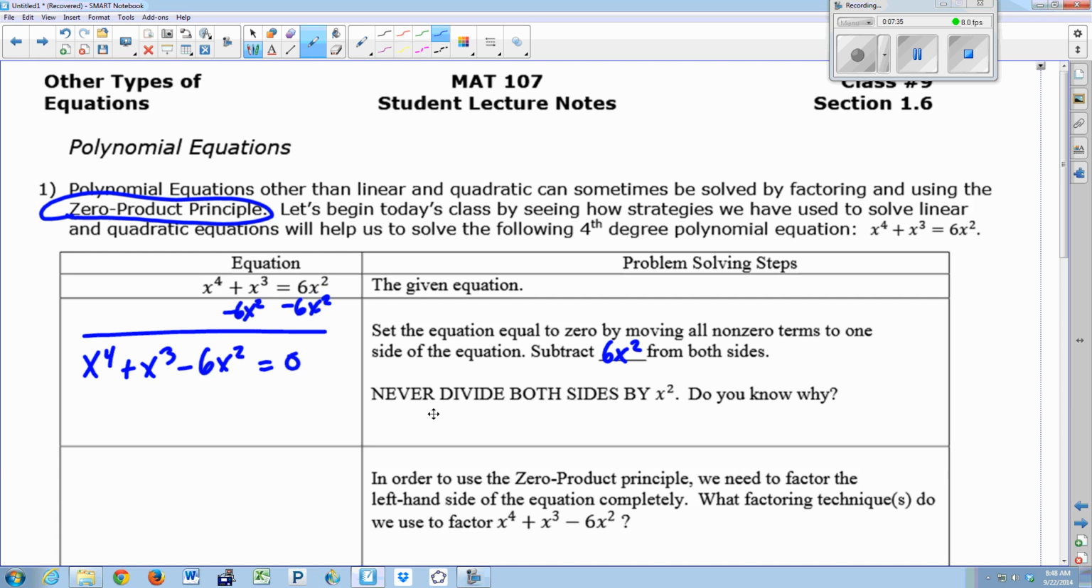All right, so here's the first thing, the first caution. And let's highlight this here. You never divide both sides, in this case, by x squared. In fact, you would never divide both sides of an equation by x to any power. Does anybody know why we wouldn't divide by x squared?